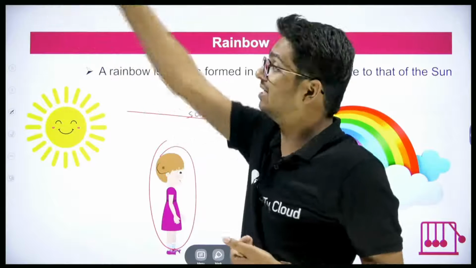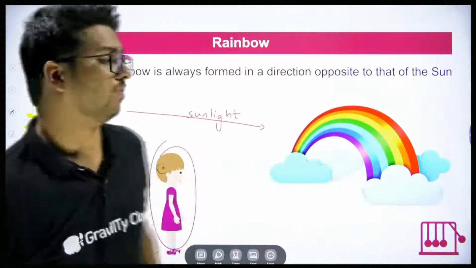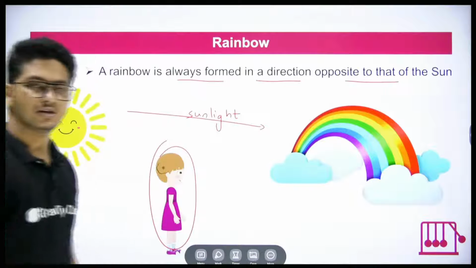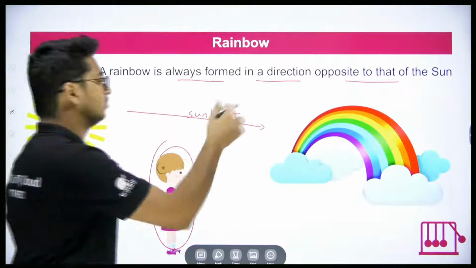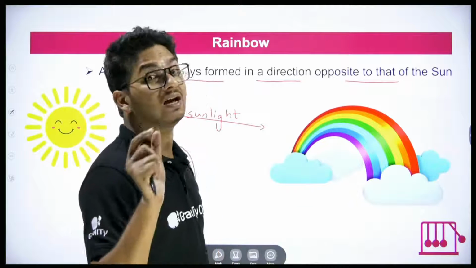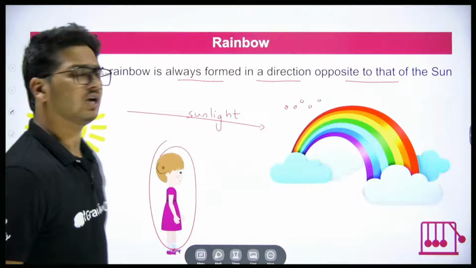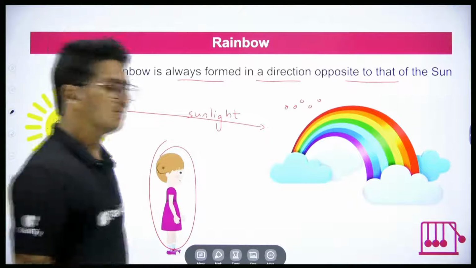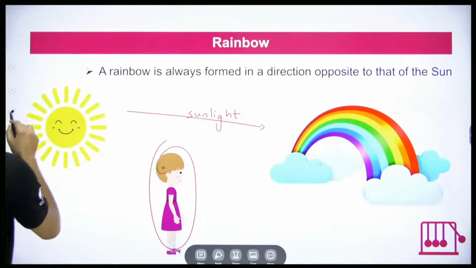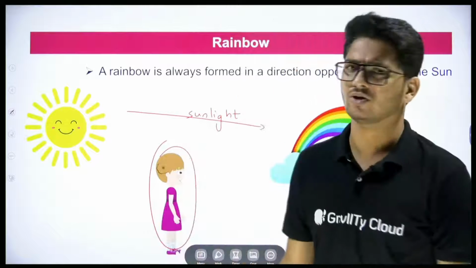And in front of me somewhere, there should be rain droplets or water droplets. So a rainbow is always formed in a direction opposite to that of the sun. This is the sun behind us, whereas the rainbow is in front of us. And wherever a rainbow occurs, we need water droplets. Now from where do we get water droplets? We get water droplets from rain, or you can think of it as fog or any other precipitation. We need a source of water droplets. Mostly rain, but it could be anything else also.